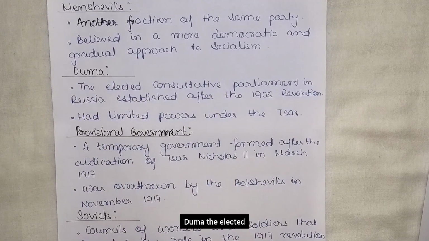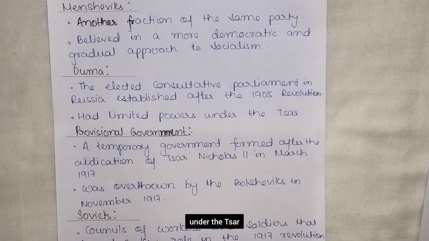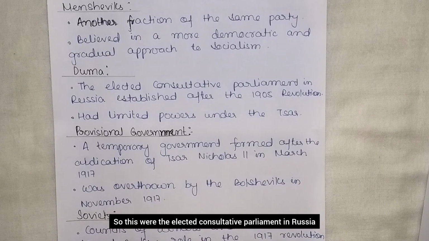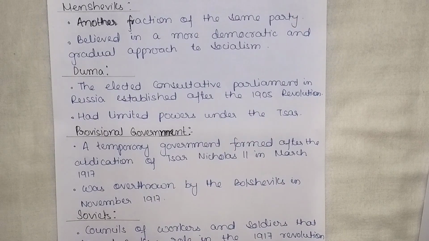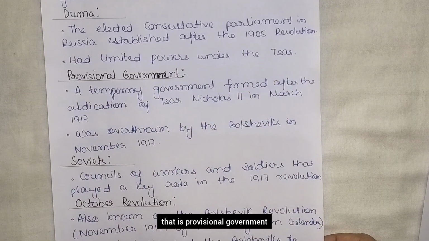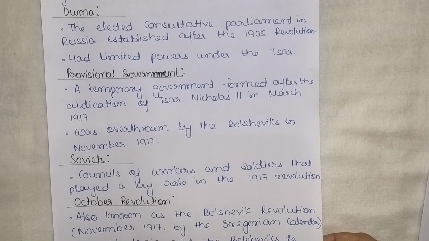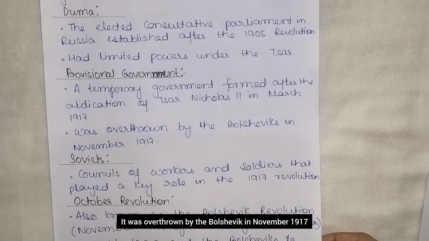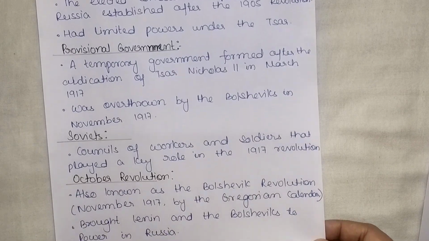Duma, the elected consultative parliament in Russia established after 1905 revolution, had limited powers under the Tsar. So these were the elected consultative parliament in Russia and it had limited power under the Tsar. Next term you will find is provisional government. A temporary government formed after the abdication of Tsar Nicholas II in March 1917. It was overthrown by the Bolshevik in November 1917, right?